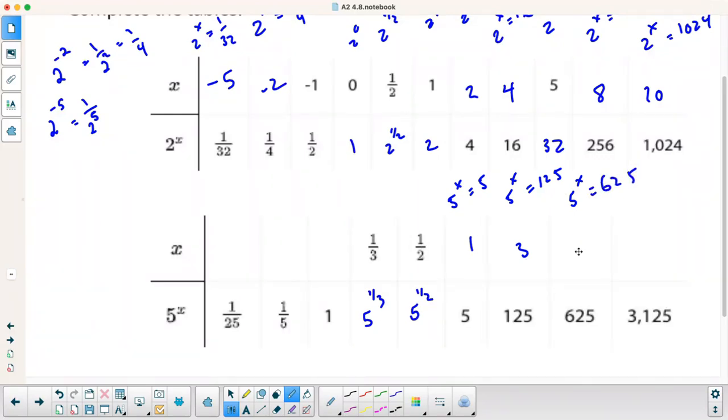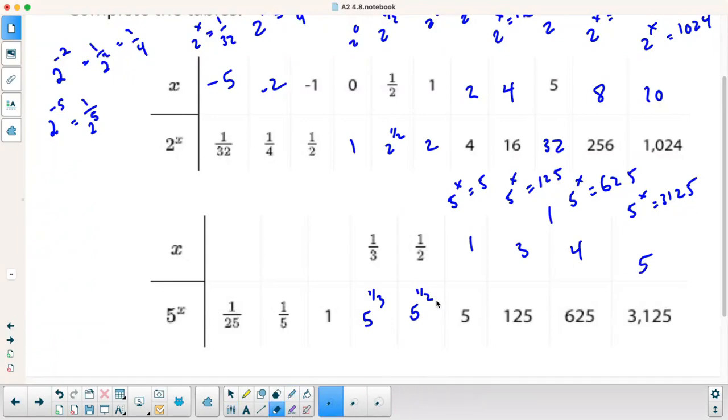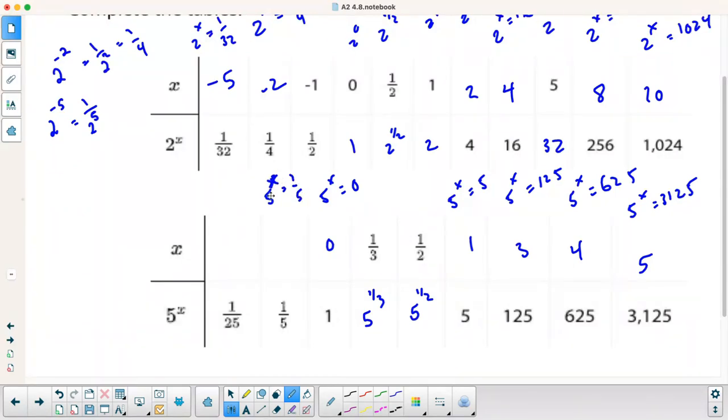5 to what power equals 625? That's 4. 5 to what power equals 3125? I think it's 5. 5 to the 5th, yeah. All right, 5 to what power gives me 1? That'd be 0, right? 5 to what power gives me 1/5? Well, that would have to be a -1 to flip it, and this would be a -2.